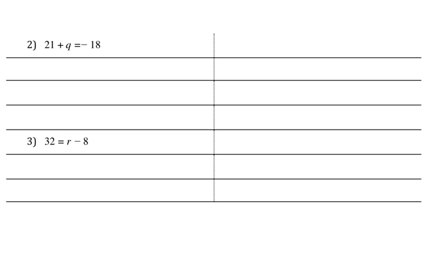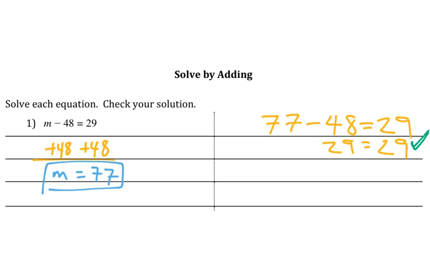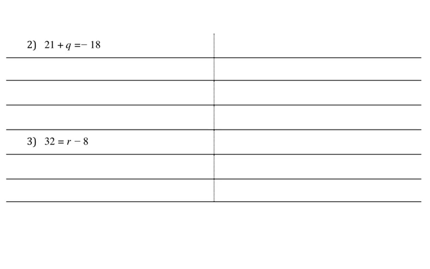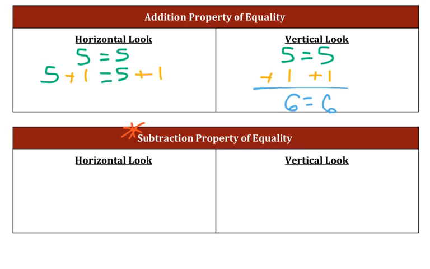21 plus q equals negative 18. Q is not by itself, but that's going to be our final goal. 21 is with q. In the last problem, 48 was with m. Now, here's the deal. This might look like the same type of problem, but 21 is a positive value. And so the only way I can get rid of that is through subtraction.